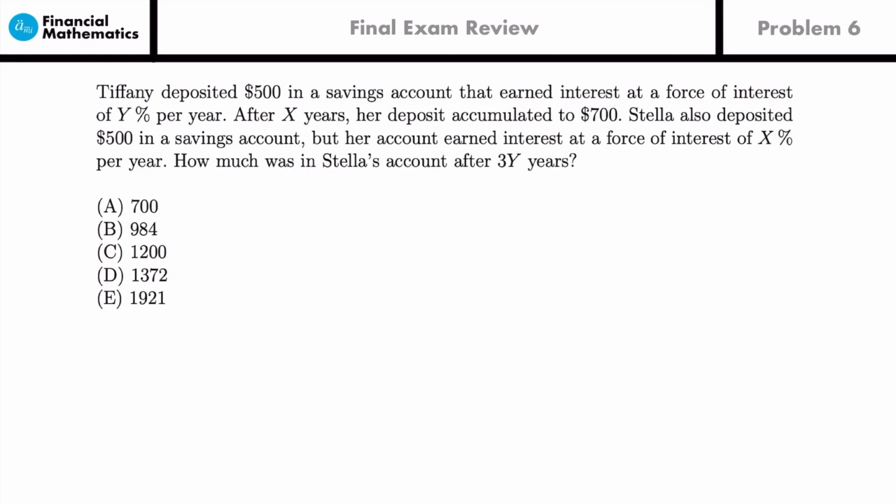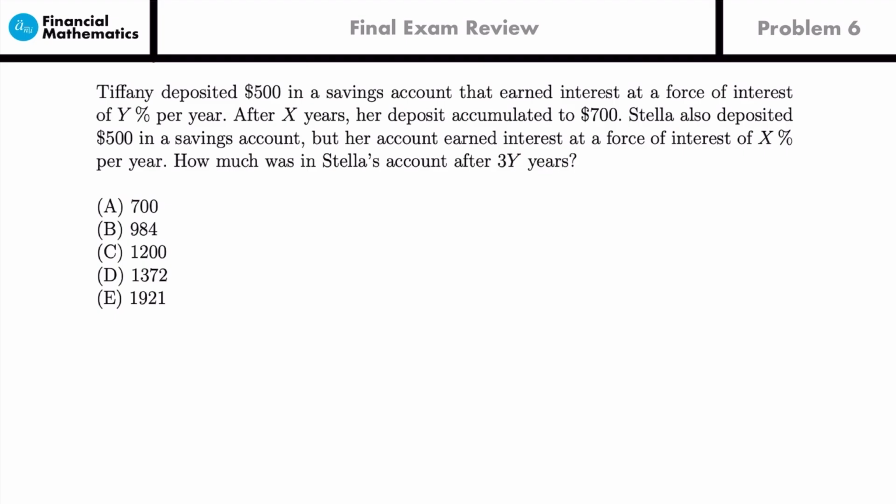For problem 6, we have Tiffany deposited $500 in a savings account that earned interest at a force of interest of y% per year. After x years, her deposit accumulated to $700. Stella also deposited $500 in a savings account, but her account earned interest at a force of interest of x% per year. How much was in Stella's account after 3y years?